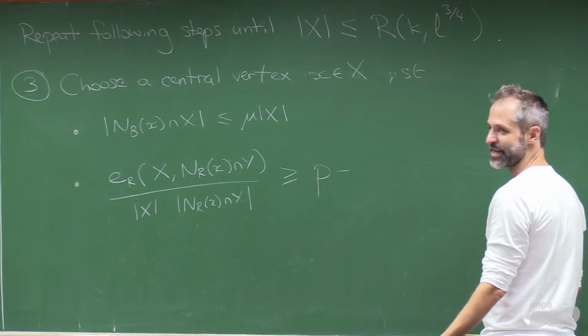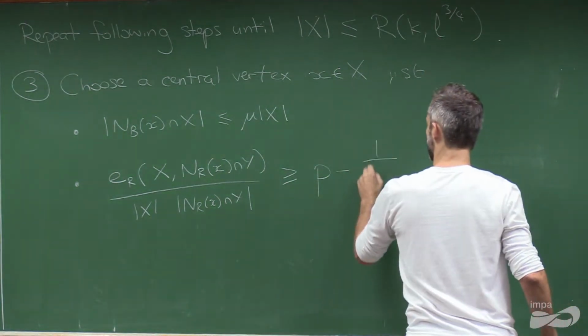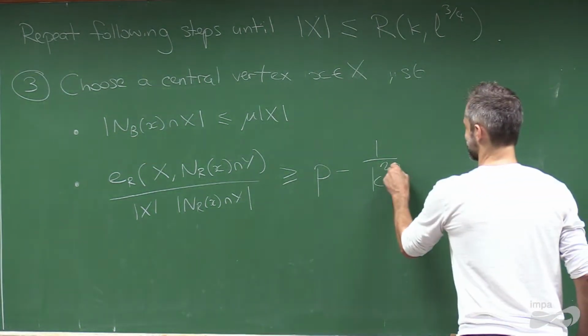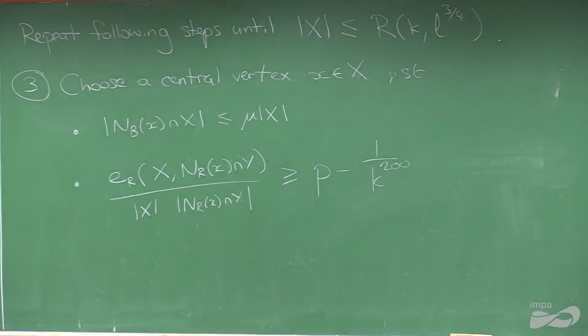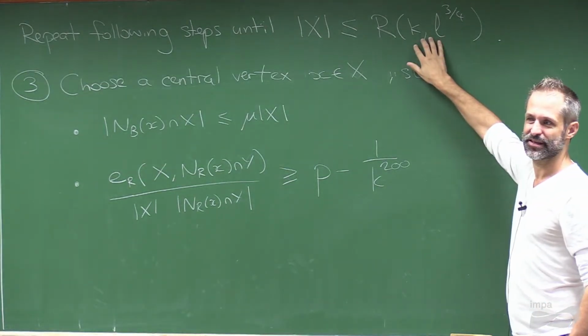We can basically get whatever we like, because it's basically the ratio of these two numbers. Let's say 1 over k squared or something, or k to the 200 if you like. Whatever. So the point is just: what's the ratio between this number and this number?